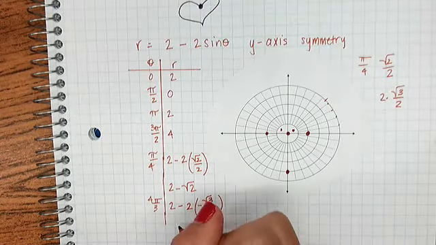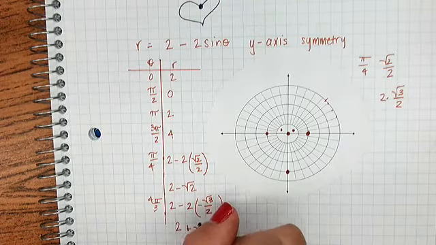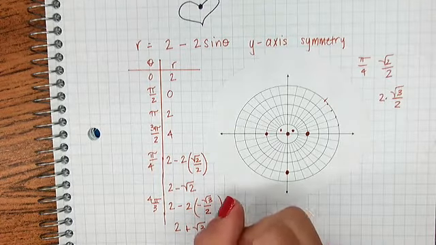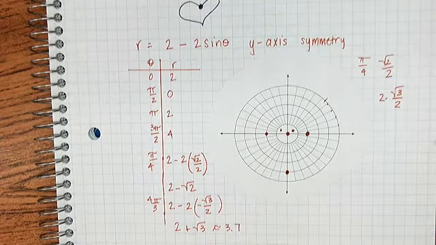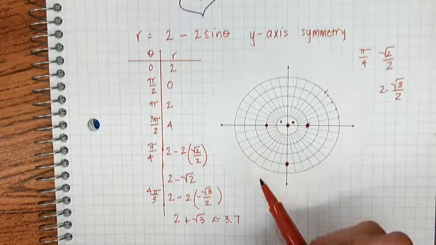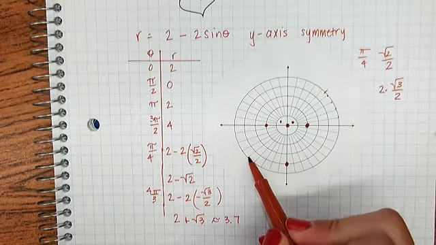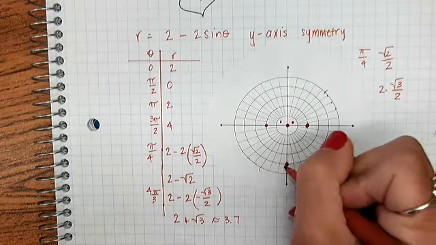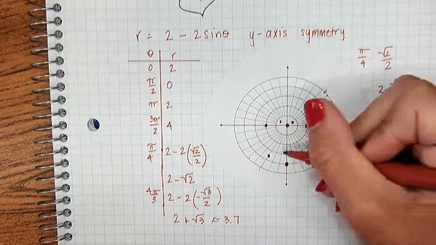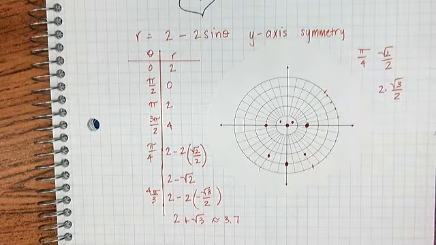Reduce, so this becomes 2 plus root 3. Got my handy dandy calculator here. 3.7-ish. For graphing purposes, you're going to have to approximate. So 3.7, 60 degrees. 1, 2, 3, 4, 5, 6. This is 4, so it's there-ish. 1, 2, 3, 4, 5, 6. It's there-ish. Knowing that it's a heart is going to be super helpful.